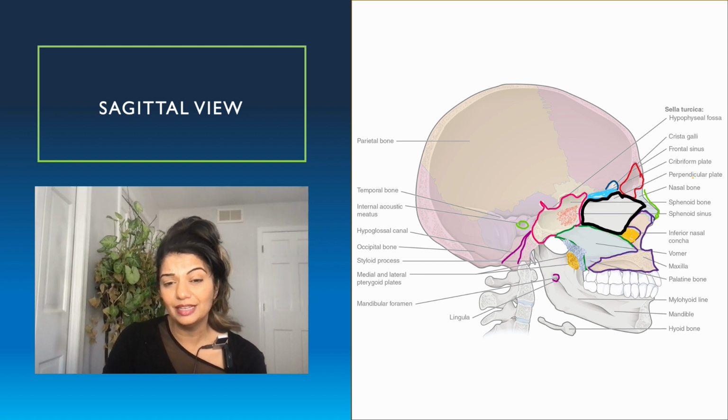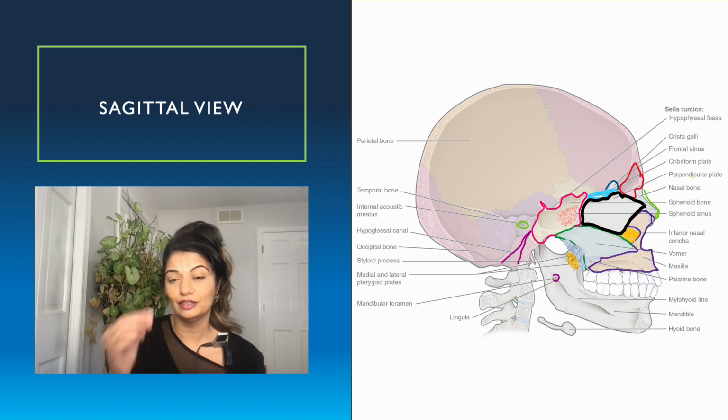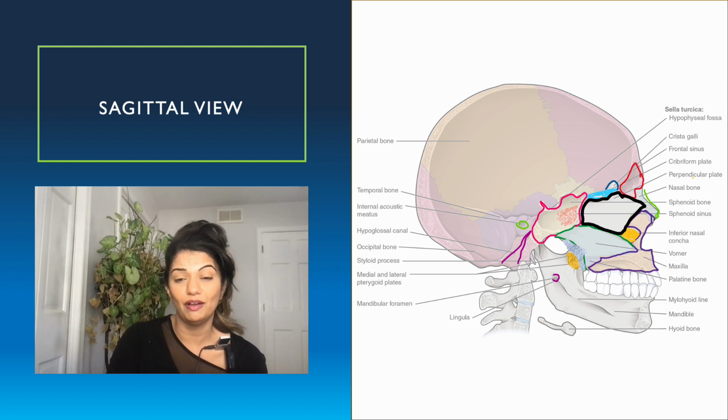Then we've got the mandibular foramen. That's a little hole that you're going to see on the sides of your mandible. And close to that area, it's a bit tricky to see here, but you've got something called the lingula. It's a landmark. It's like a little groove that you would see there.